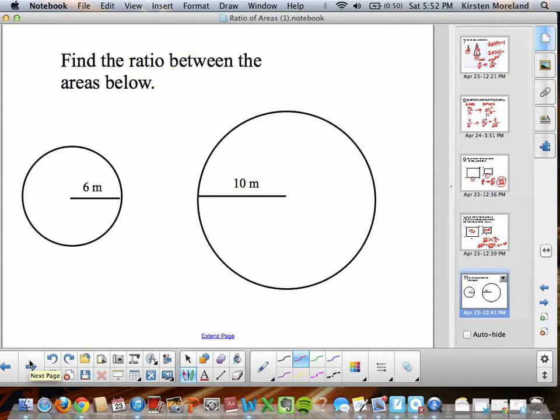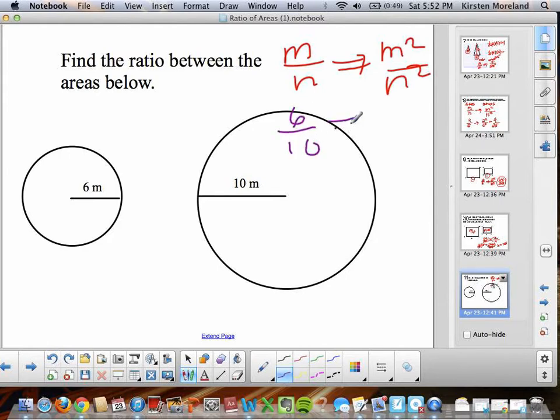Find the ratio between the areas. Now that we've done one, I want you to pause it and see what you get for the ratio of the areas. It should be quick. Use the property that m over n for the sides gives you m squared over n squared for the areas. So I'm going to follow what I just wrote down for you. 6 over 10 is my sides. In this case, it's a radius, not really a side. I'm going to simplify that before I square it to make it a little easier for me. That's the same thing as 3/5. Now I'm going to square it to get my areas. So the ratio of the areas is 9 over 25.